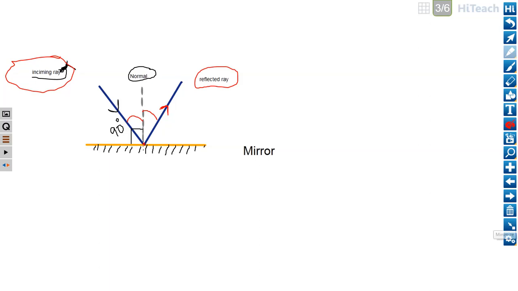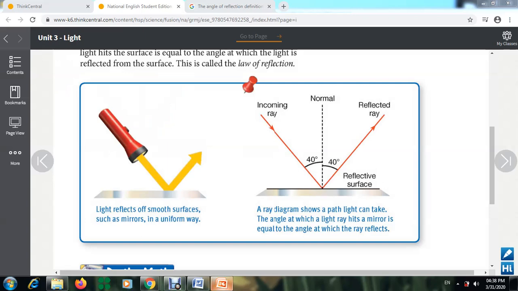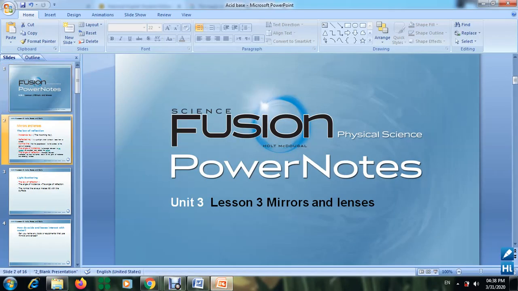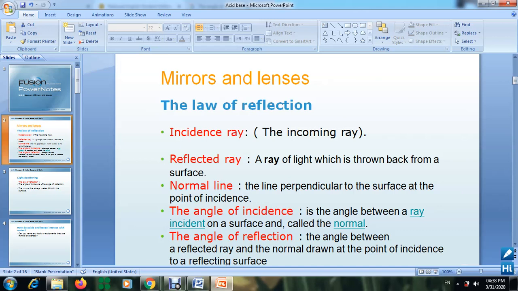So, to show you the definition for each one of them: the incidence ray is the incoming ray, the ray that comes from the source of light. The reflected ray is a ray of light which is thrown back, bounced back or reflected from a surface. The normal line is the line perpendicular to the surface. It makes 90 degrees with the surface, not with the incident ray or with the reflected ray. It's with the surface that it makes 90 degrees.